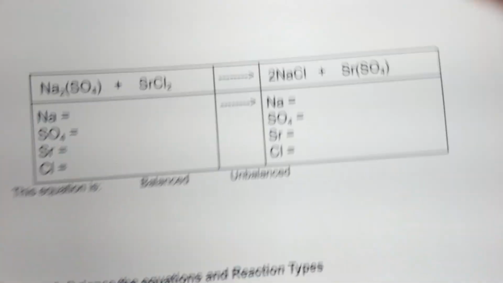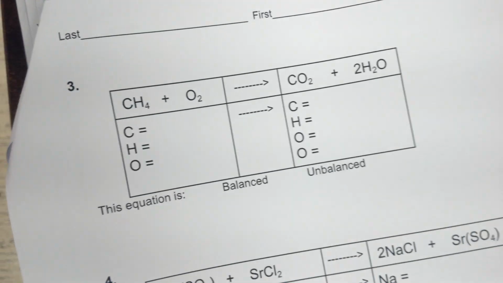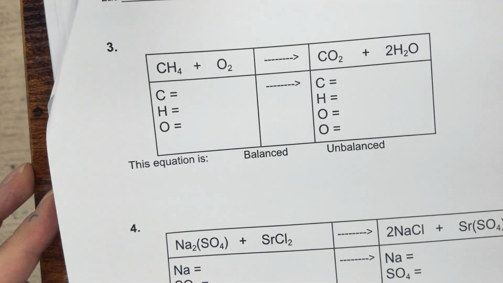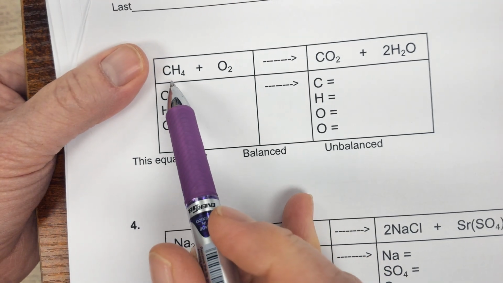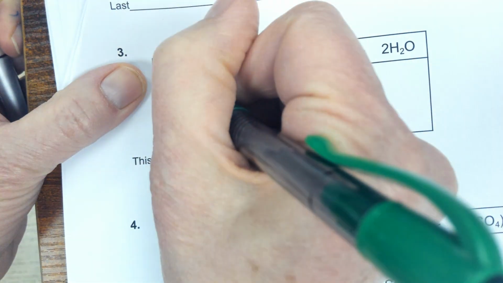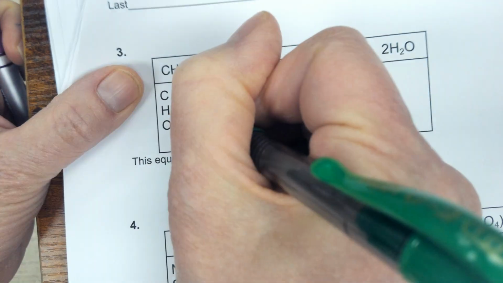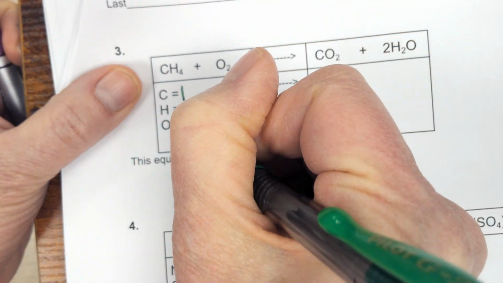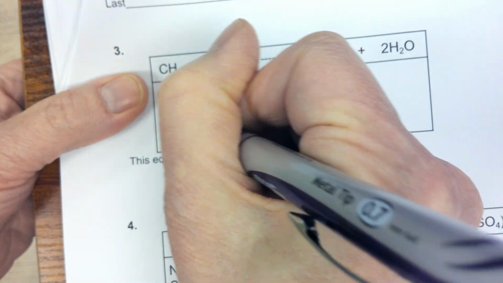Okay, now I'm still doing "Is it balanced?" I'm not balancing equations yet. This is a little bit more complicated example. So we'll start on the reactant side. Carbon is 1. It has no subscript. Hydrogen is 4. And oxygen is 2. There are no coefficients on this side of the equation, so I have my totals.